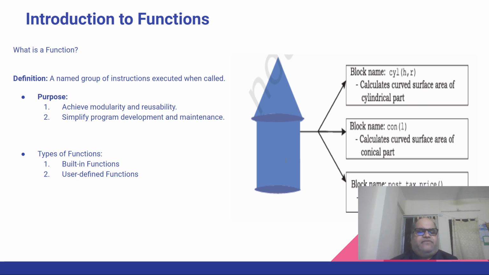What is a function? A function is essentially a block of code designed to perform a specific task. By using functions, you can make your code modular and reusable, saving time and effort in programming. Python provides built-in functions. Some of these you might have already seen, say print or input or len, and then you can create your own user-defined functions.